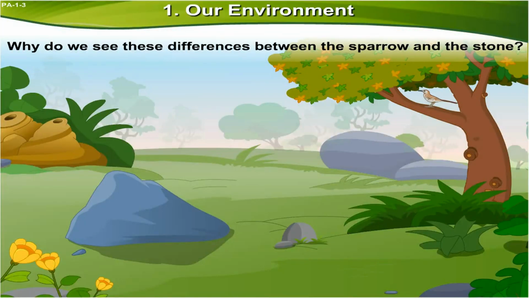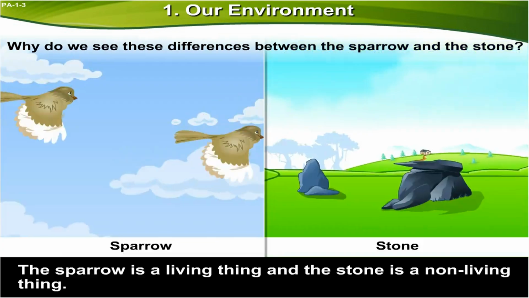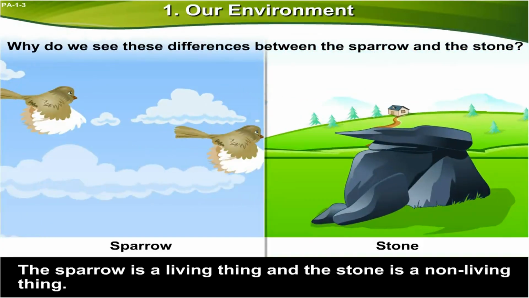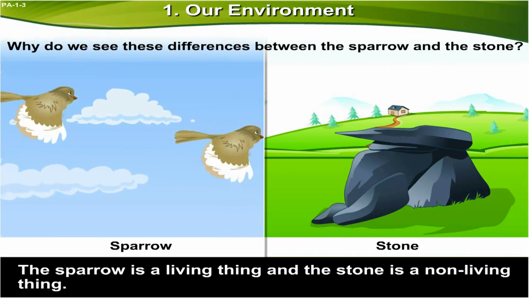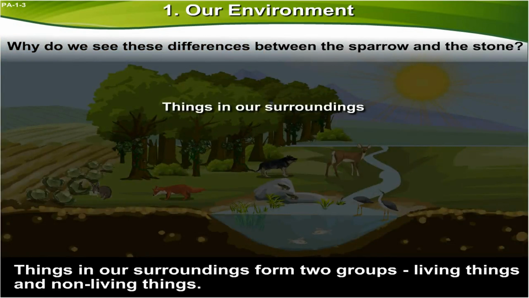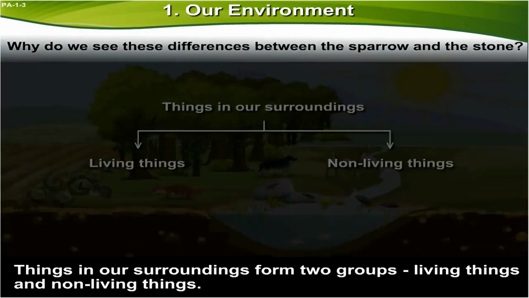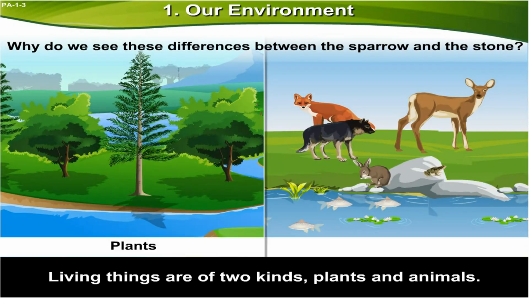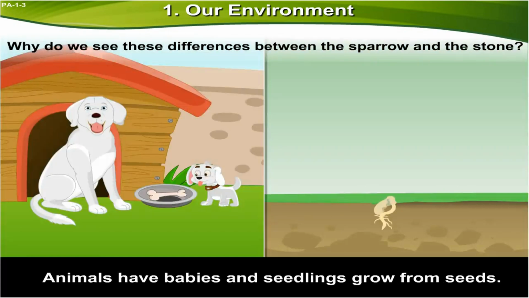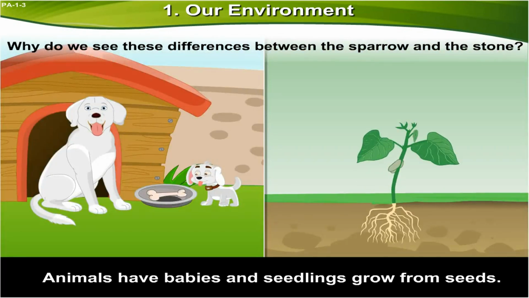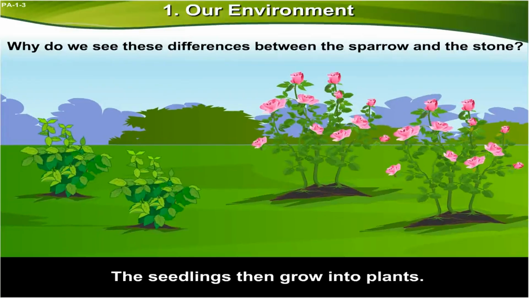Why do we see these differences between the sparrow and the stone? The sparrow is a living thing and the stone is a non-living thing. Things in our surroundings form two groups, living things and non-living things. Now, living things are of two kinds, plants and animals. Animals have babies and seedlings grow from seeds. The seedlings then grow into plants.